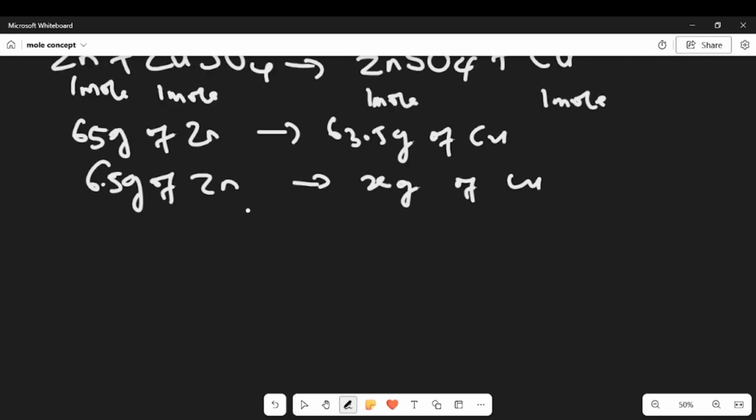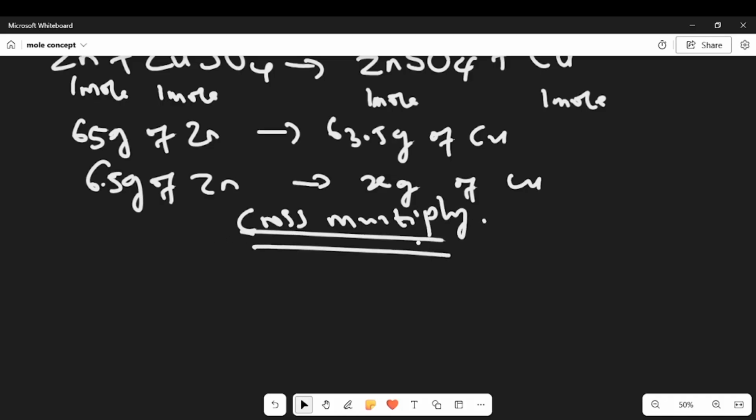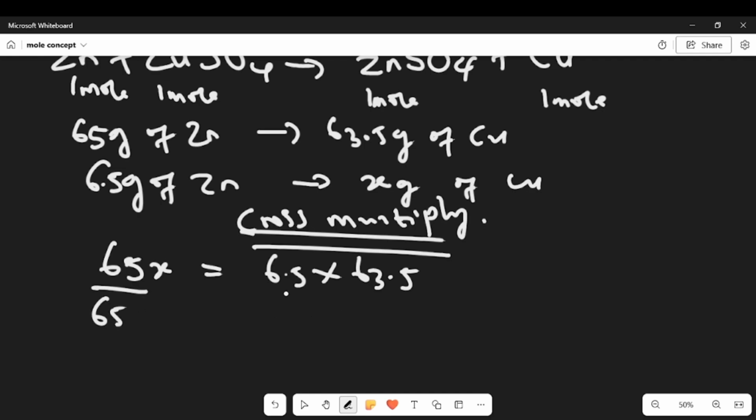Now, the next thing to do is to cross multiply. Once you cross multiply, you have 65 times x, which will give you 65x, and that equals 6.5 multiplied by 63.5. Then the next thing is to divide both sides by the coefficient of x, which is 65. So this one will cancel out this, remaining what? X.